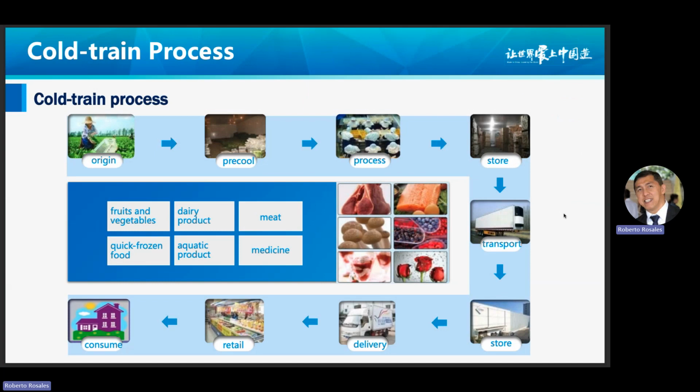The cold chain process. Normally, products that require refrigeration will go from the farm to pre-cooling, to processing, storage, to transport, and another storage, to delivery, to retail, and to the consumer. It involves fruits and vegetables, dairy products, meat, quick frozen food, aquatic products, and medicine.